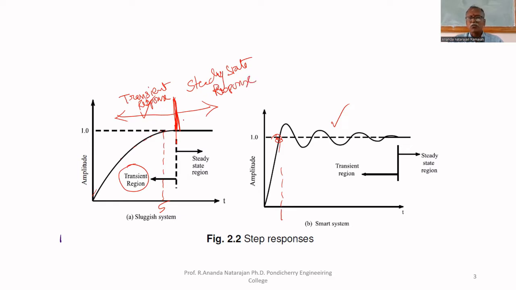So the response can be divided into 2 parts. Once it becomes steady, it is called the steady state response. Before that, it is varying. That's why it is called the transient response. Here also, up to this point, it is varying. For the smart system, up to this point, it is varying. That's why up to this point, it is called the transient response. After this, it is called the steady state response.